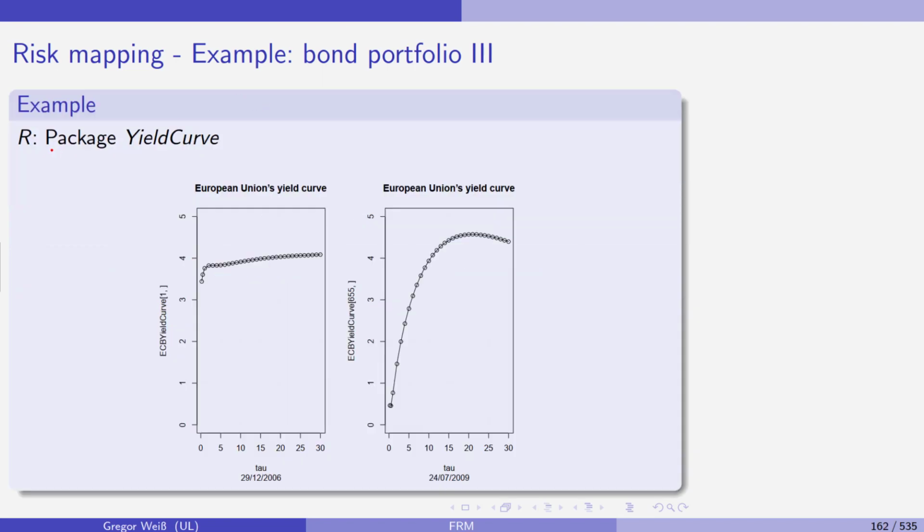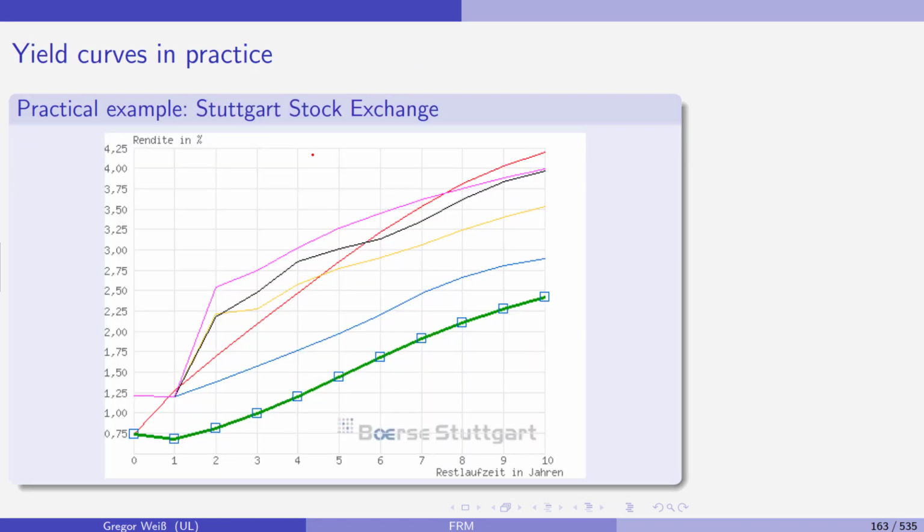Now, if you take a look at the R package yield curve, you can actually extract the European Union's yield curve at different points in time, in 2006, 2009. You can see this is the maturity in years, and this is the interest rate. And you see at this point, for example, in 2009, we started out at a short-term interest rate of 0.5%, 1%, and we had interest rates up to 4.5%. Looks different now, but you can have a look at this in the R package yield curve.